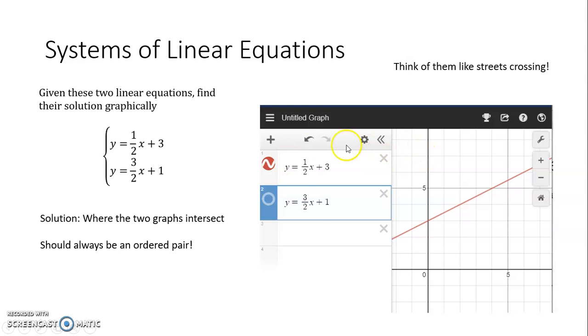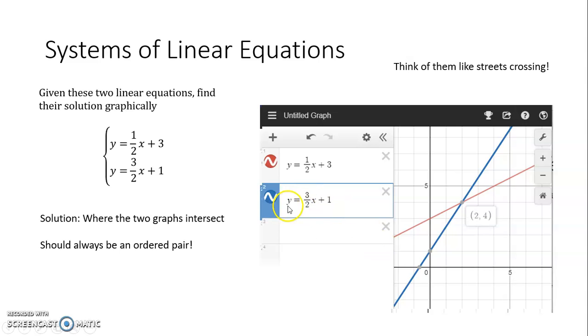So for example, here I have plotted the first graph, y equals 1/2 x plus 3. You guys know how to plot that. I've done it for you in Desmos, which is just a program online. The next one we'll plot, which is y equals 3/2 x plus 1. It's plotted like this, and notice they cross at exactly 1 point, just like you could imagine two streets crossing. I'll show you that in a moment.